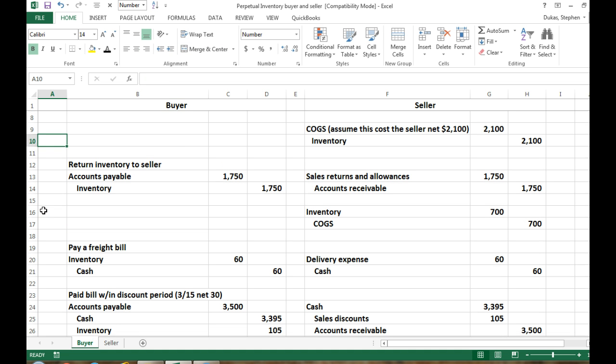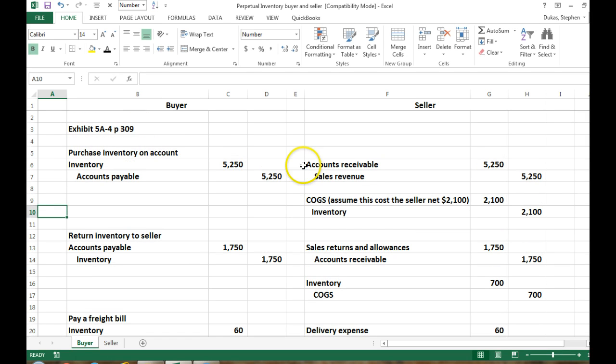Subsequently to the purchase, the buyer returns items to the seller. So in this case, you're going to debit accounts payable. That reduces the amount you owe by $1,750. And then you credit your inventory account. In other words, you're sending this inventory back to the seller.